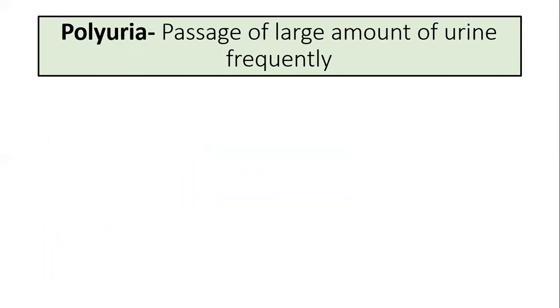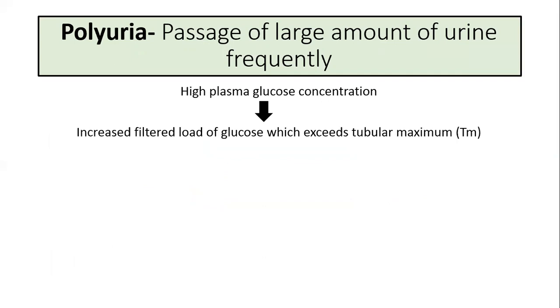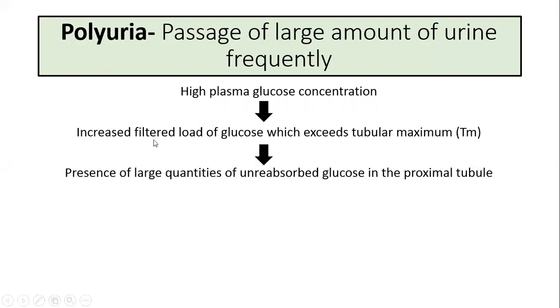Coming to polyuria, which is passage of a large amount of urine frequently. In diabetes mellitus, there is high plasma glucose concentration, which will increase the filtered load of glucose in the nephrons. This increase in the filtered load will exceed the tubular maximum, and not all filtered glucose will be reabsorbed. Unreabsorbed glucose remains in the proximal tubular lumen. So there will be large quantities of unreabsorbed glucose in the proximal tubule.